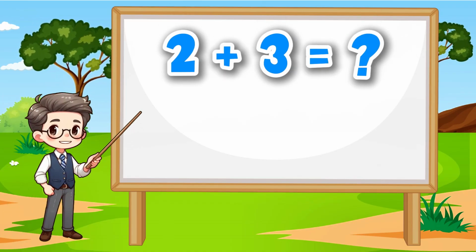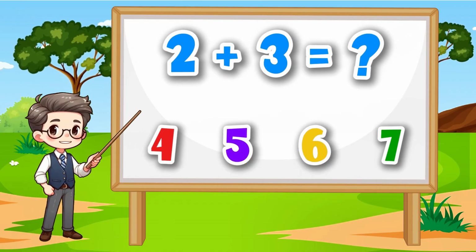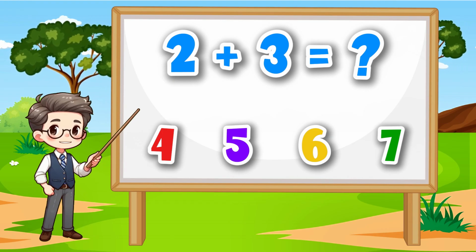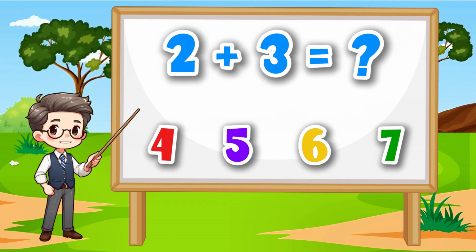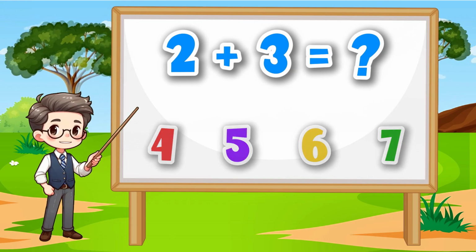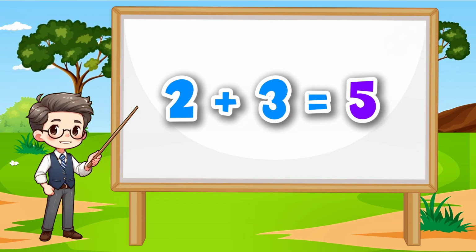What is 2 plus 3? Is it 4, 5, 6, or 7? And the answer is 5.